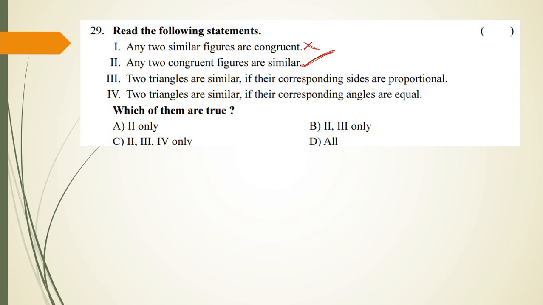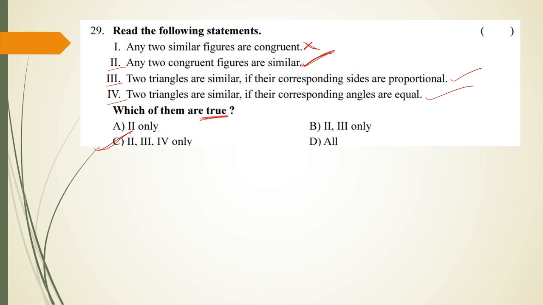Next, two triangles are similar if their corresponding sides are proportional. Two triangles are similar if their corresponding angles are equal. So statement 3 and statement 4 both are correct. So from this what I can say, statement 2, statement 3, statement 4, all the 3 statements are true. What did he ask? True only, no? So 2, 3, 4 only. So option C will come.